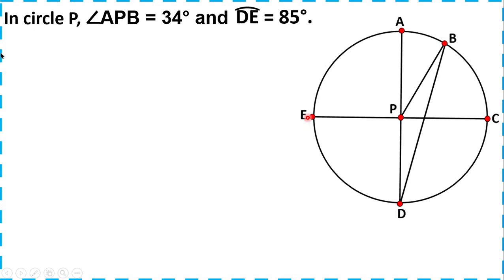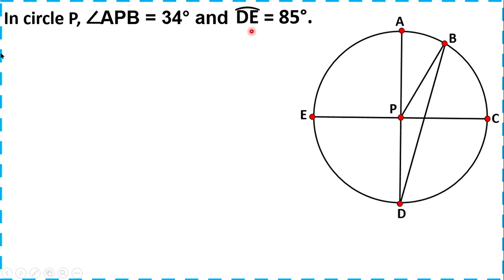Next, circle P. So, in circle P, we have point A, point B, point C, point D, and point E. Okay, so in circle P, angle APB is 34 degrees. So, ito yung angle APB for 34 degrees. So, this is a central angle kasi yung vertex ay on the center of the circle, circle P. So, yung vertex ay point P.